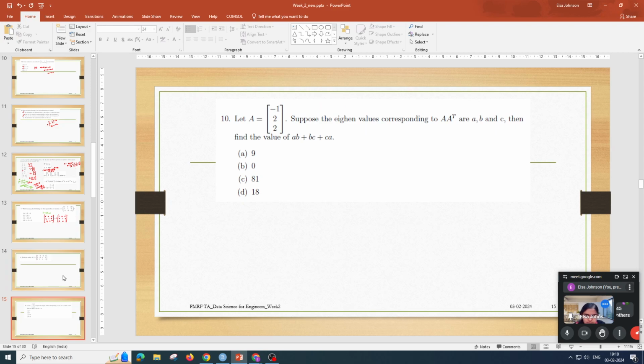Then the next one is A equal to -1, 2, 2. Suppose the eigenvalues corresponding to A transpose are A, B, C, then find the value of AB plus BC plus AC.